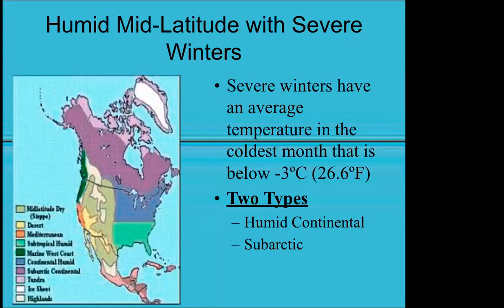Okay? Next is the humid mid-latitude with severe winters. Okay, so severe winters have an average temperature in the coldest month that is below -3 degrees Celsius. So that's about 26.6 degrees Fahrenheit. There are two types of these. Humid continental, and we talked about continental. Continental's where? Over what? Over land, thank you, okay? And then we have subarctic. Arctic is what? Cold, really cold, okay?